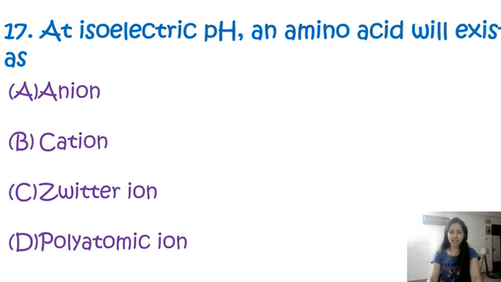Question number 17. At isoelectric pH, the amino acid will exist as. So options are anion, cation, zwitterion, or polyatomic ion. So the correct option will be option number C, that is zwitterion.